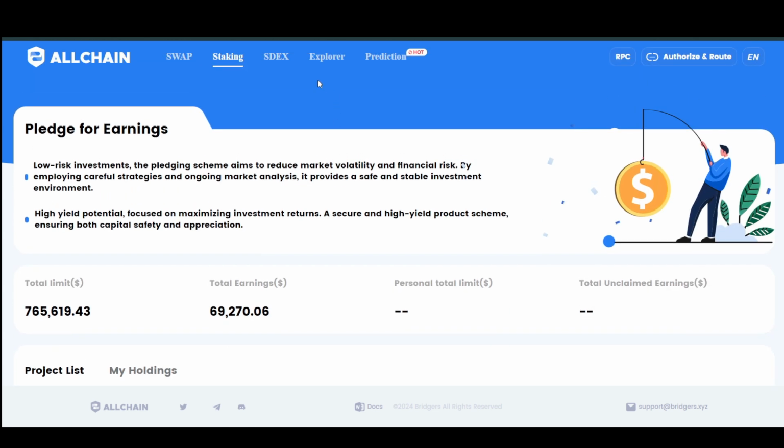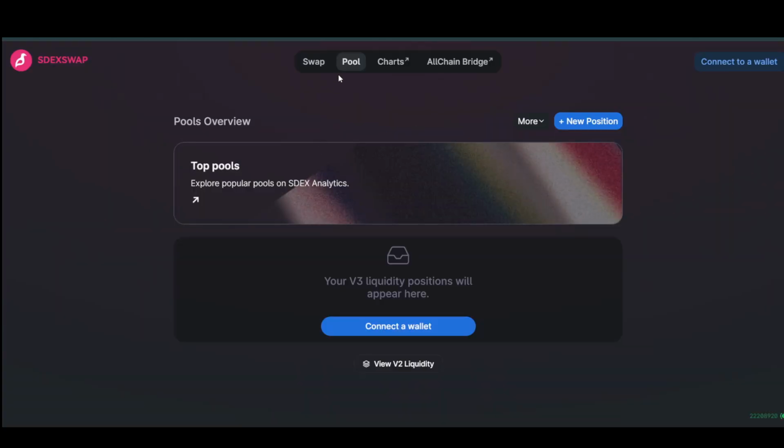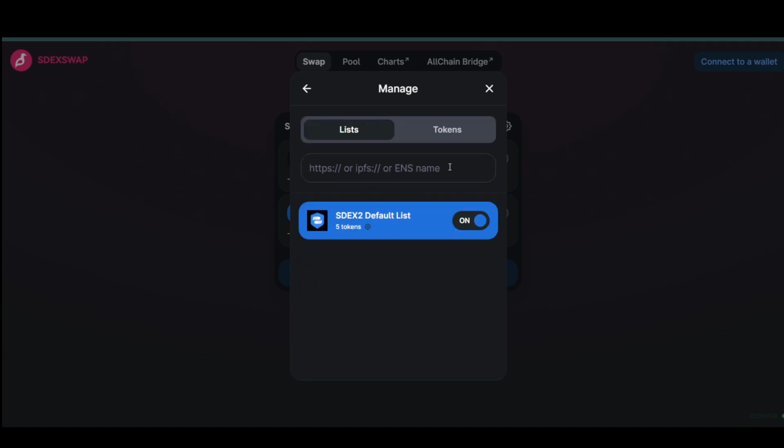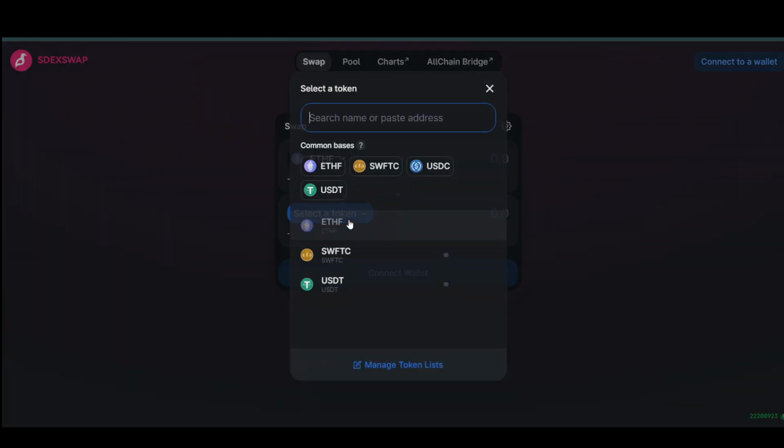After that, they have something called SDEX, which is their kind of DEX, which is for Ethereum Fair, I think, something like that. As you can see here, you can also add a token list. You can also add different tokens here as well, and you can swap them. So it's like Uniswap, I think.